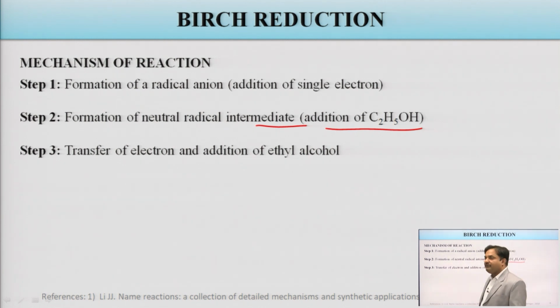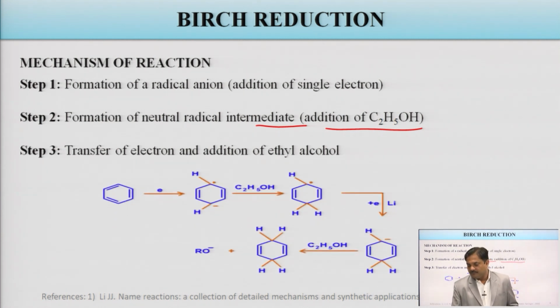That proton will be donated by this alcohol and accepted by the radical anion. By that, the formation of a neutral radical intermediate will occur. Then, in the last step, transfer of an electron and addition of the ethyl alcohol occur. So, we will see how it is happening. Here you can see the reaction mechanism.